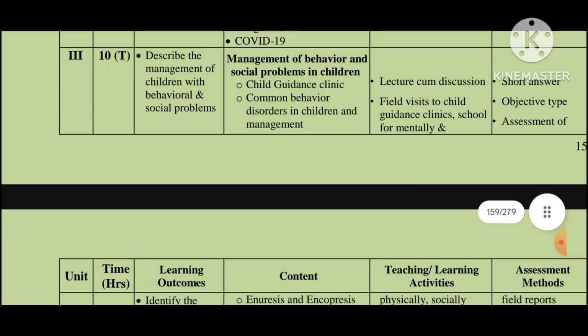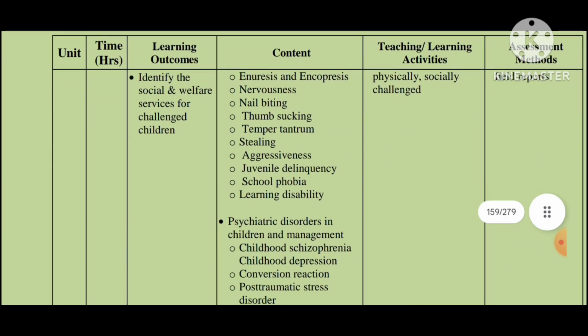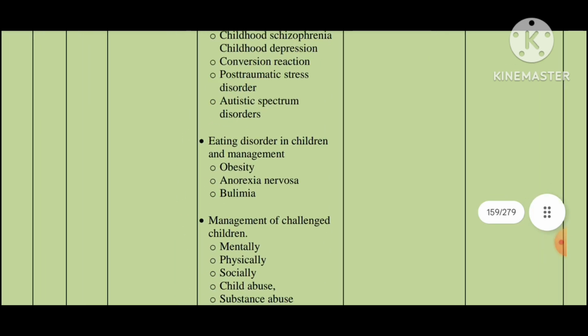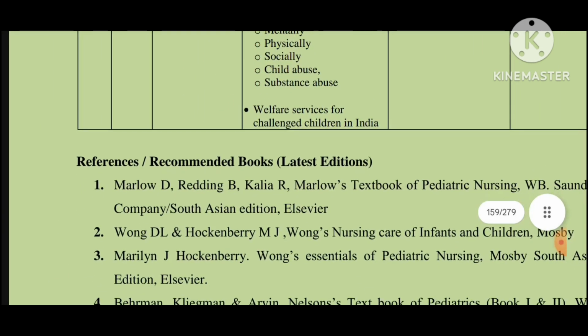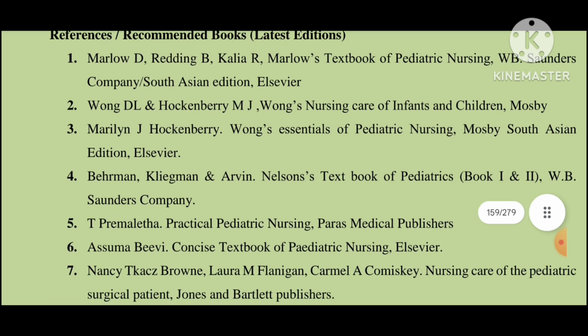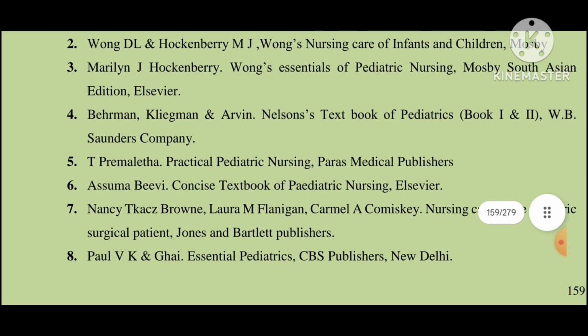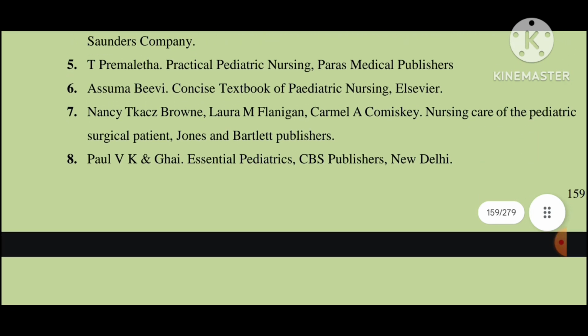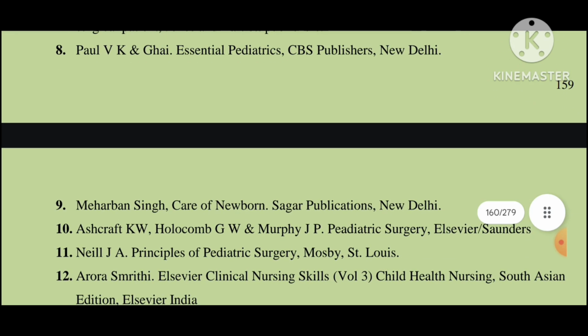The objective of this unit is to describe the management of enuresis, encopresis, psychiatric disorders. Okay, that's all about the 40 hours in the 6th semester, and these are the reference books: Marlow, Wong, D.L. and Hockenberry, Marilyn and Hockenberry, Berman, T. Premlada, Asoma Bibi, Paul V.K., Ghai, Essential Pediatrics. This is a very important book.